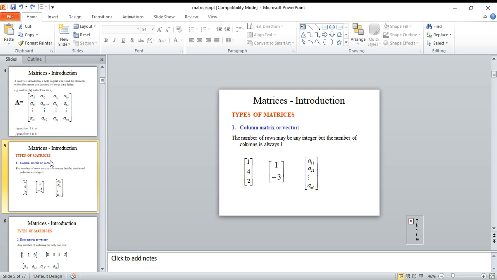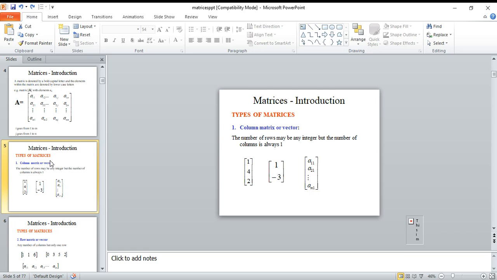Example: 1, 4, 2. This is a single column. There are three rows: 1 is the first row, 4 is the second row, 2 is the third row. This matrix contains three rows and a single column, and a single column means a column matrix. And the next example: 1, minus 3. This is also a single column, and there are two rows: 1 is the first row and minus 3 is the second row.